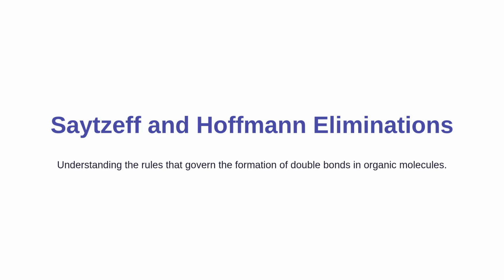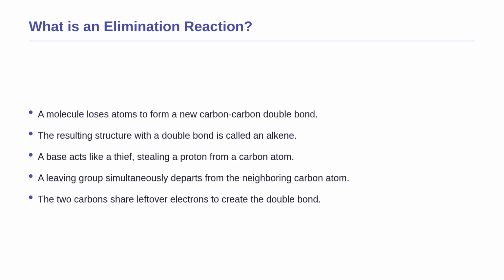Welcome to Organic Chemistry. Today we are going to explore one of the most fascinating decision-making processes in chemistry, Saytzeff and Hoffmann eliminations. Imagine a molecule as a crowded city, and we need to build a new double bond. Do we bulldoze through the center or take the easy route on the outskirts? Let us find out. To begin our journey, we must first understand what an elimination reaction actually is.